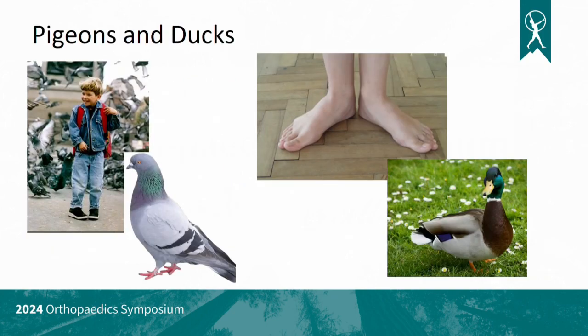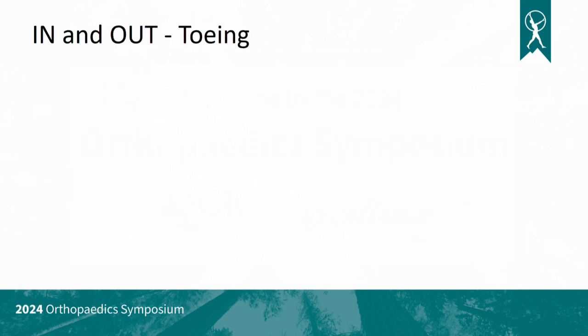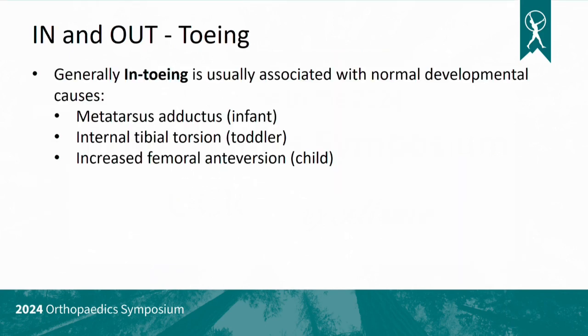This is kind of the last section I have, just to spend a couple minutes on this and I'll be done. But the pigeons and ducks, a lot of people, this is not so much to do with limp, but more leg alignment. So, in-toeing and out-toeing. Generally in-toeing is less concerning because a lot of just normal developmental things will cause in-toeing that tends to get better with time and growth.